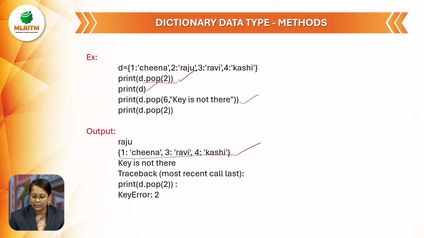Now observe this example, D.pop(6, 'key is not there'). In this example we have only 1, 2, 3, 4 as keys, but we don't have the key 6. That's why it prints the default value, 'key is not there'. Then if I print D.pop(2), 2 is already popped, but again I am trying to pop the item 2, so I got the KeyError.